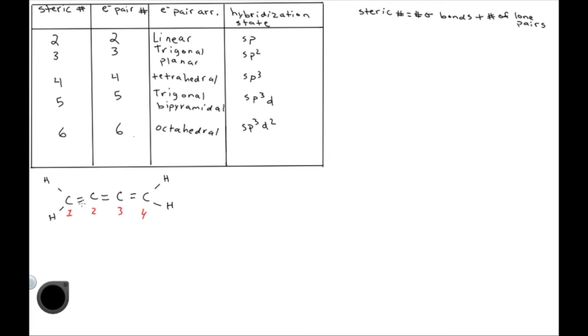Carbon 3 has the same bond structure as carbon 2, so it's also going to be linear and sp hybridized. Carbon 4 has 2 single bonds and 1 double bond, just like carbon 1, and will therefore have a steric number of 3, since there are 3 sigma bonds, one for each single bond and 1 for the double bond, right? So 3 plus 0 equals 3.